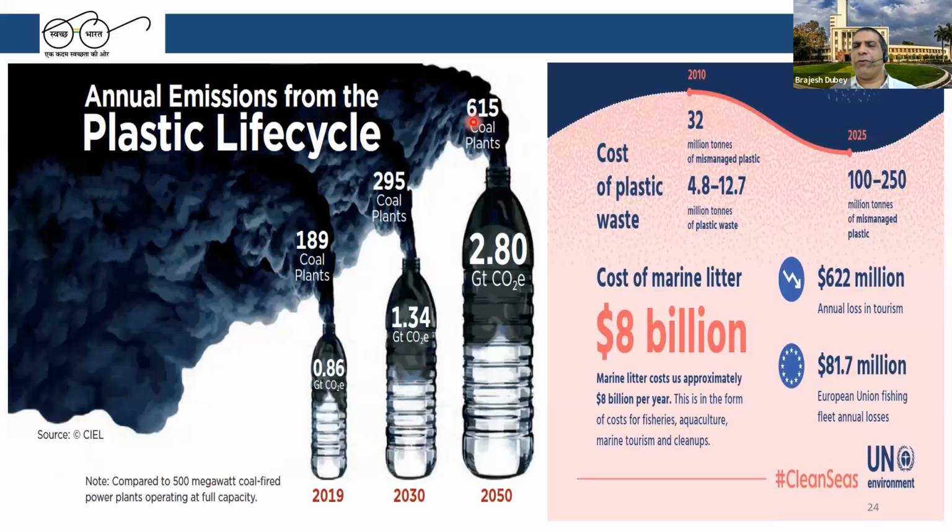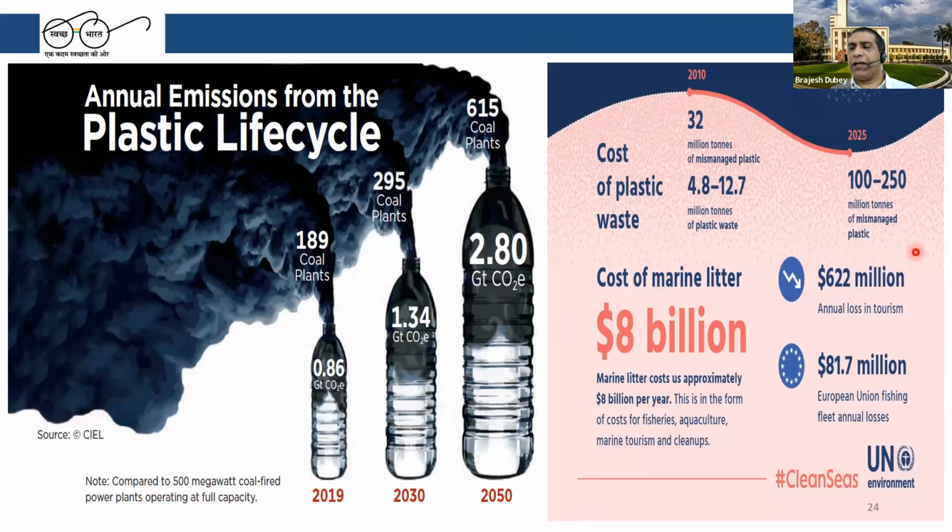By 2050, that will be equivalent to 615 coal plants of 2.8 gigatons of CO2 equivalent, 615 coal plants of 500 megawatt capacity. That would be the plastic production. Even with all the bans and other things that are going on, we will still need a lot of plastic. So we have to look at, do we really need that much? What can we replace this material with, some other, greener material?